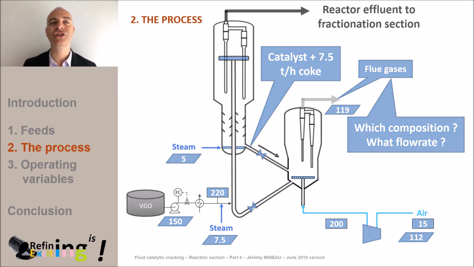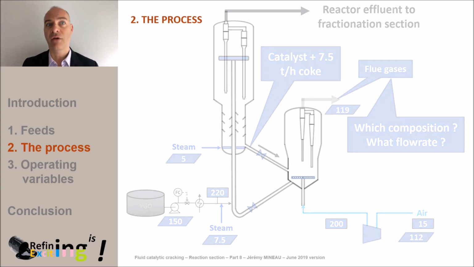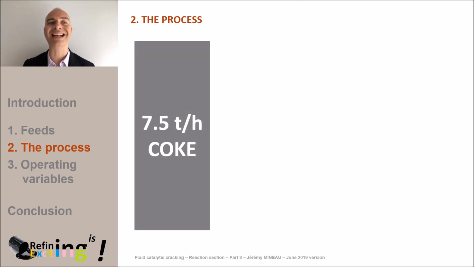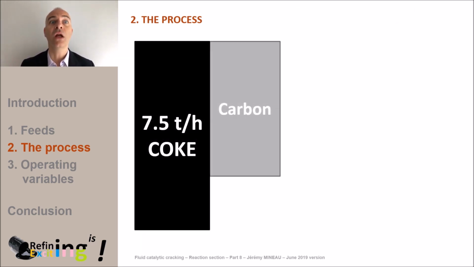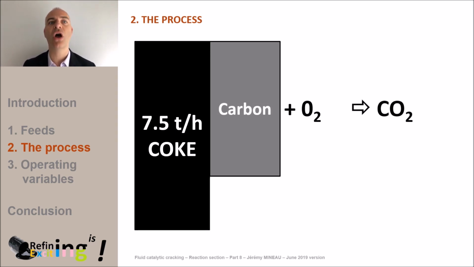But what is the composition of these flue gases? First, the carbon of the coke reacts to form CO2. The typical ratio is about 3.5 tons of CO2 per ton of coke. So, for 7.5 tons per hour of coke, we will produce about 25 tons per hour of CO2.